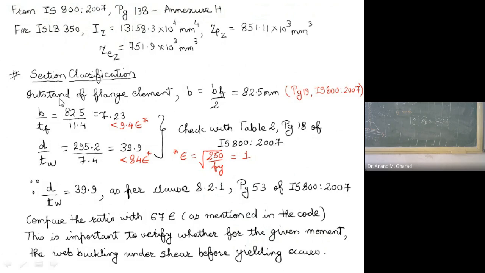So section classification, outside of the flange element, which is given as b is equal to bf by 2. This you can see on page number 19 of your IS 800-2007. So please open page number 19.